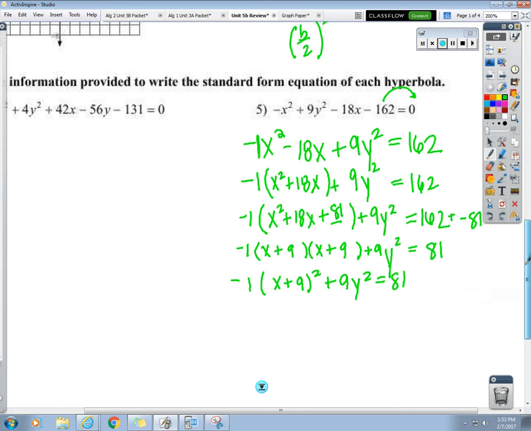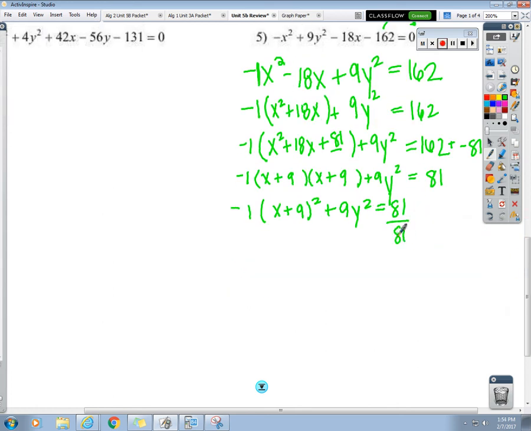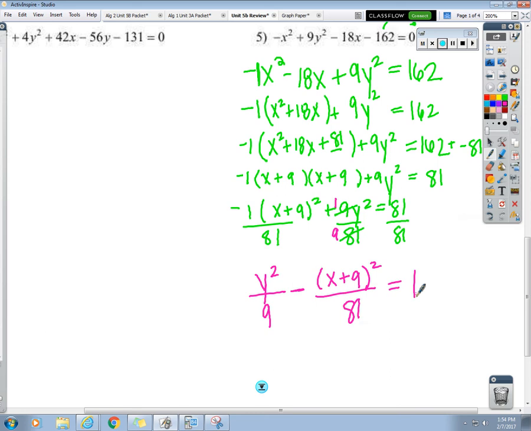Now what do I need to do? Right? Because I want my equation to equal 1. At this point, shouldn't that minus be in the middle since it's hyperbola? I guess before we do that, though, we should go ahead and reduce. That won't reduce. What will this one reduce to? 1 over 9. And yeah, you don't have to write the 1. So it ends up being 1y squared over 9 minus x plus 9 squared over 81 equals 1. And that is the choice you would pick.